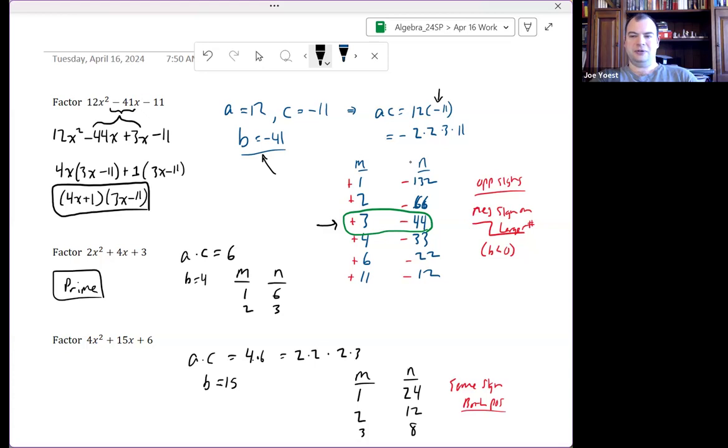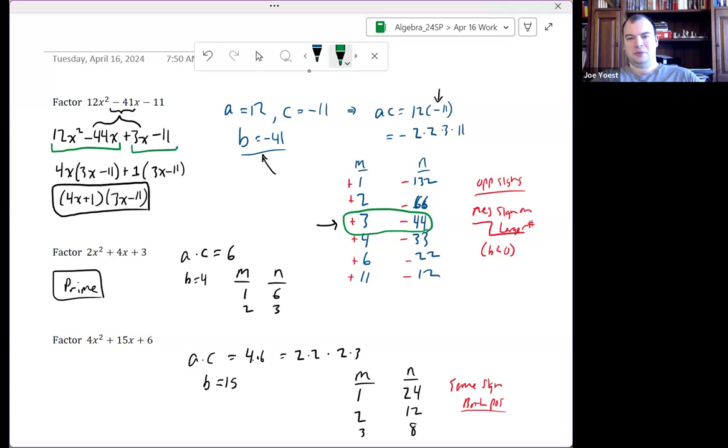So positive 3, negative 44, those are the two numbers that multiply to give me negative 132, negative 12 times 11, and add to give me negative 41. So I can break up this middle term, negative 41x, as negative 44x plus 3x. And if you did plus 3x minus 44x, that's fine as well. You'd end up with the same factorization, slightly different intermediate steps, but same end result.